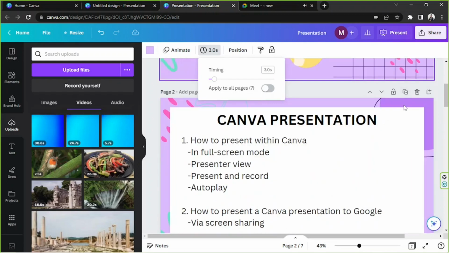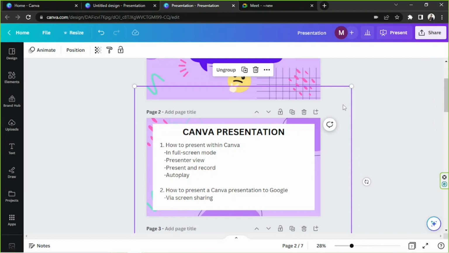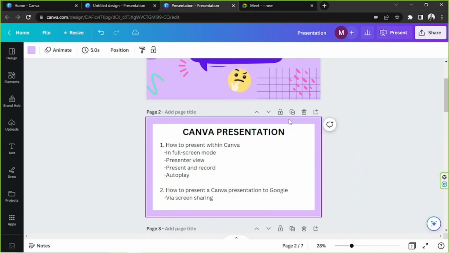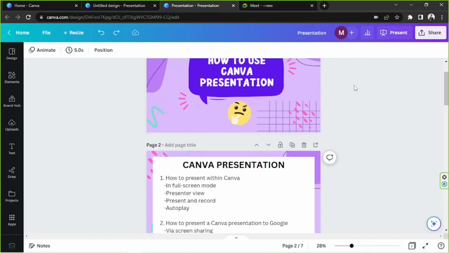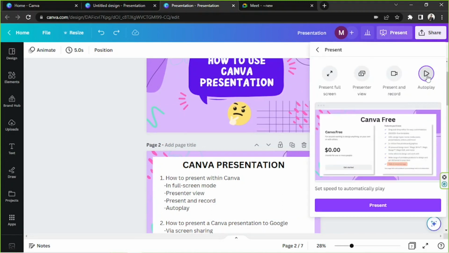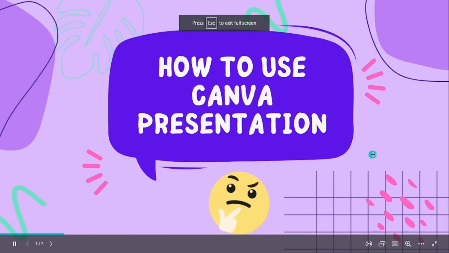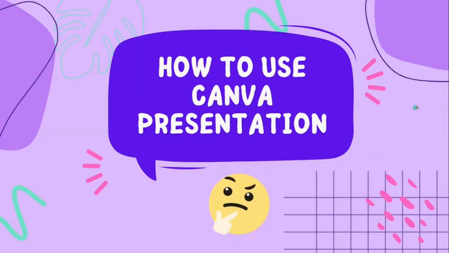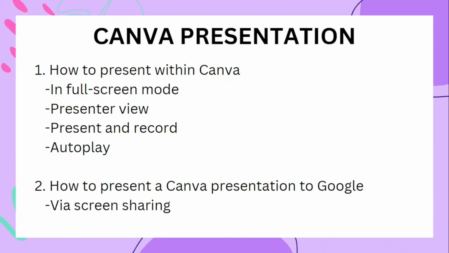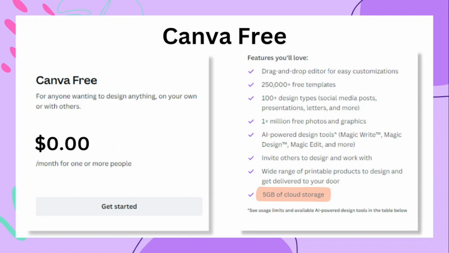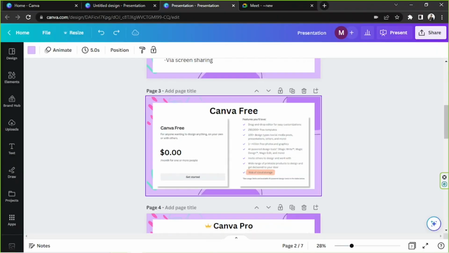And then we're going to have this one. Just going to delete this. And then have this one as 5 seconds as well. Yeah, 5 seconds is okay. And then we're going to go to Present, Autoplay, Present, go back. Okay, so we're going to wait. There. So it automatically goes to the next slide according to how long you've set its duration to be.